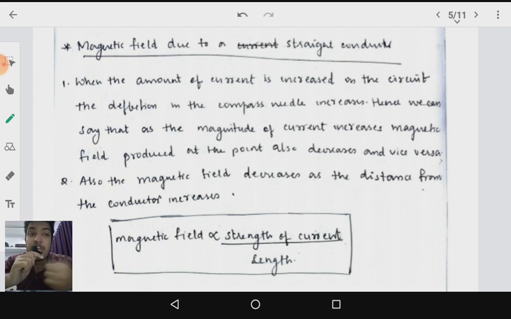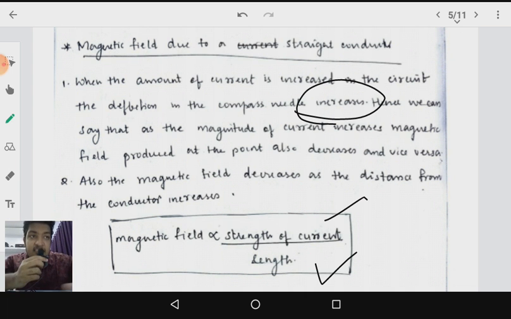Number one is the strength of current that is flowing through the circuit, and number two is the length of the conductor. These are the two factors which affect the magnetic field due to a straight conductor. So when the amount of current is increased in the circuit, then we can see that the deflection in the compass needle also increases. Hence we can say that as the magnitude of current increases, the magnetic field produced increases, and vice versa. So when length or distance increases, the magnetic field will decrease.